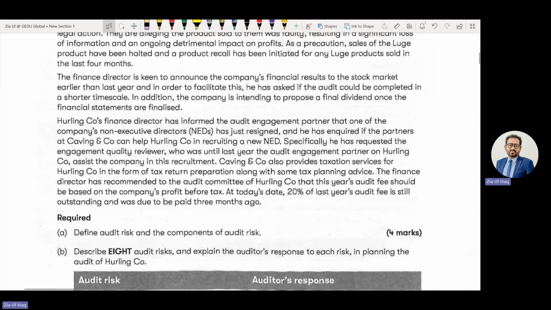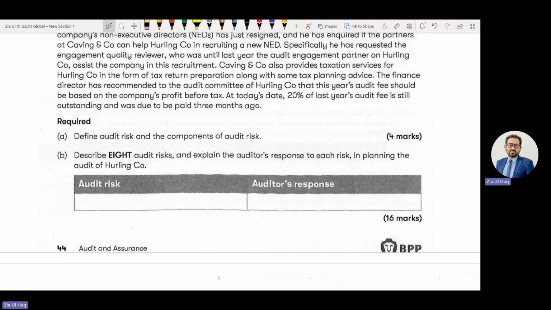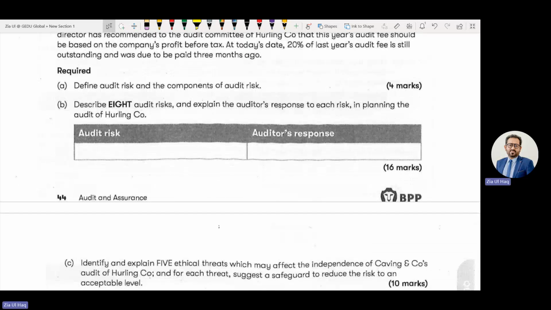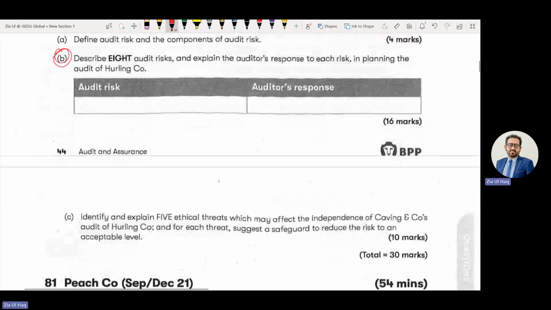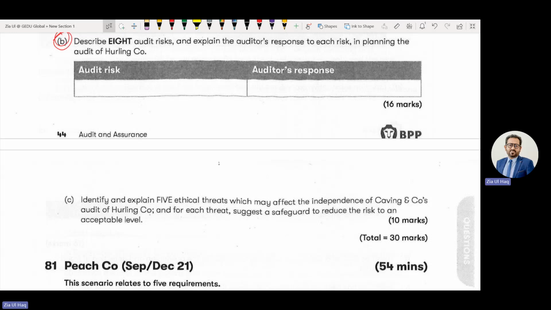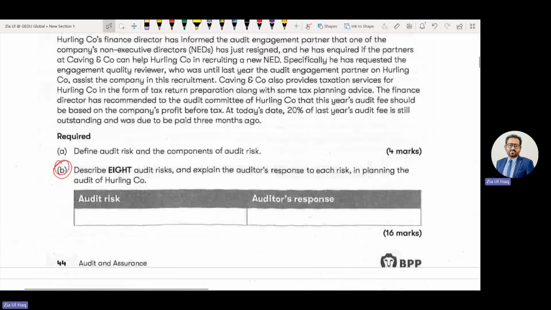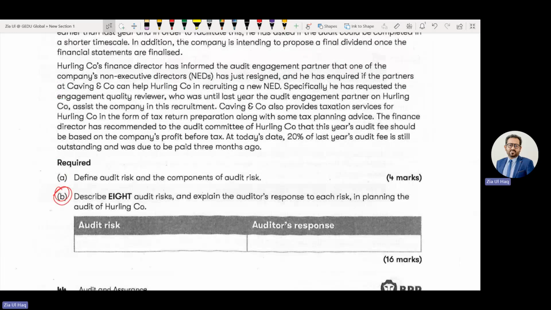Requirement A is for 4 marks. Requirement B is for 16 marks. Important. And requirement C is for 10 marks, altogether a 30 marks question. Requirement A of the question: define audit risk. What is audit risk?